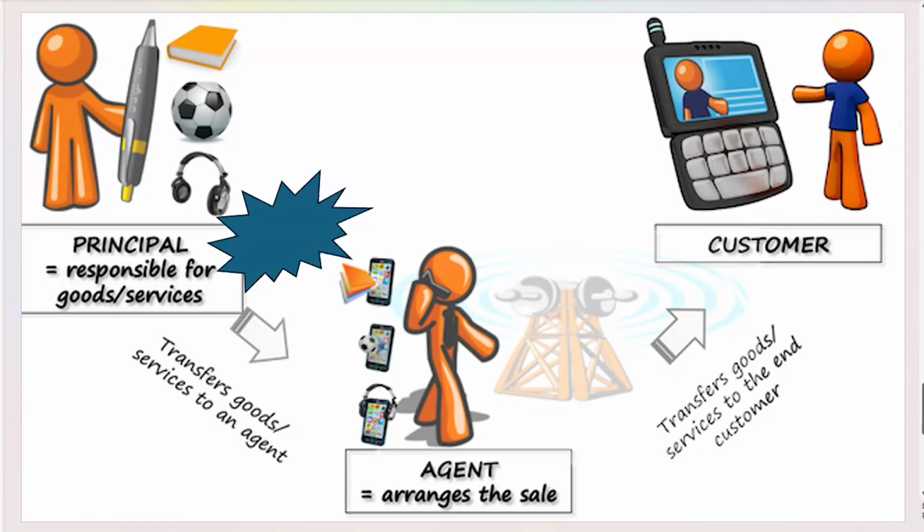principal, right? So that's where it comes, principal versus agent. So we have the principal who's responsible for the goods and services. In other words, they are the owners. They are the one that owns the goods and the services, all right? And then we have the agent who arranges the sale. So this type of contract is called a consignment arrangement, right? Where the agent is basically selling on behalf of the principal.